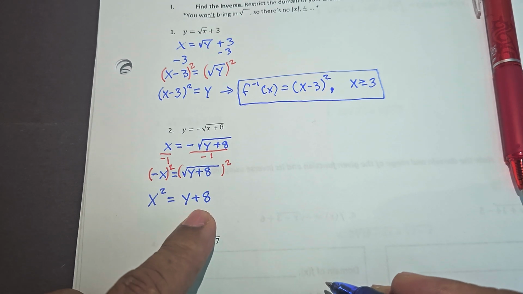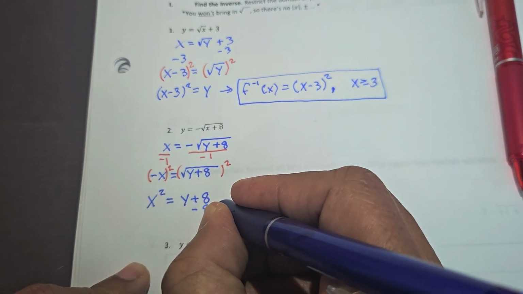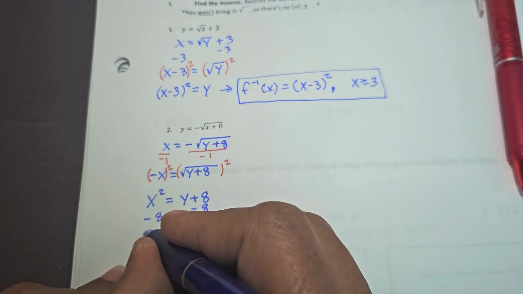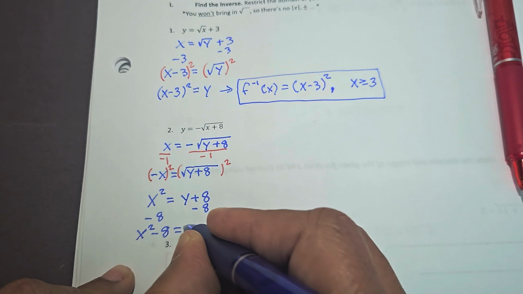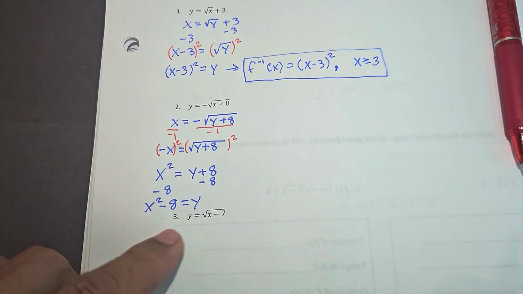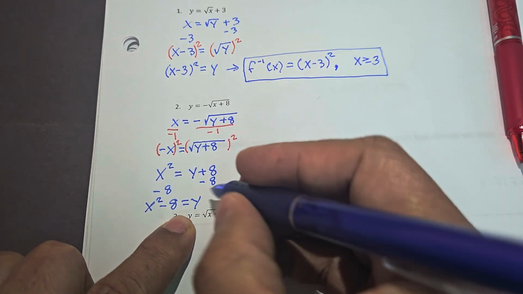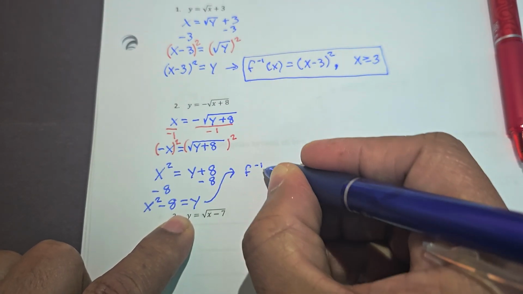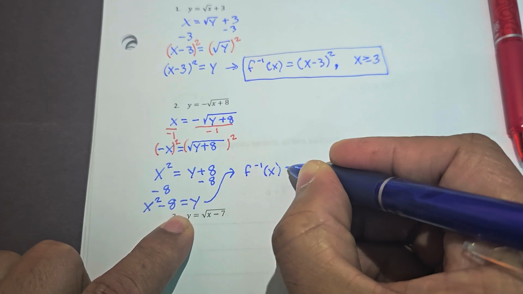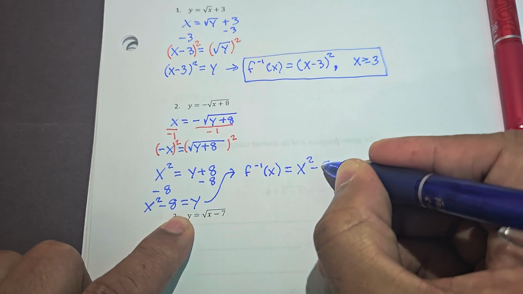Okay, then from here, I want to get the y by itself. There's a plus 8. I'm going to subtract that 8 from both sides. So then the equation is now x squared minus 8 is equal to y. If I leave it like this, it is not an inverse because I'm not restricting the domain. So I'm going to switch this to function notation. And I'm going to say f inverse of x is equal to x squared minus 8.